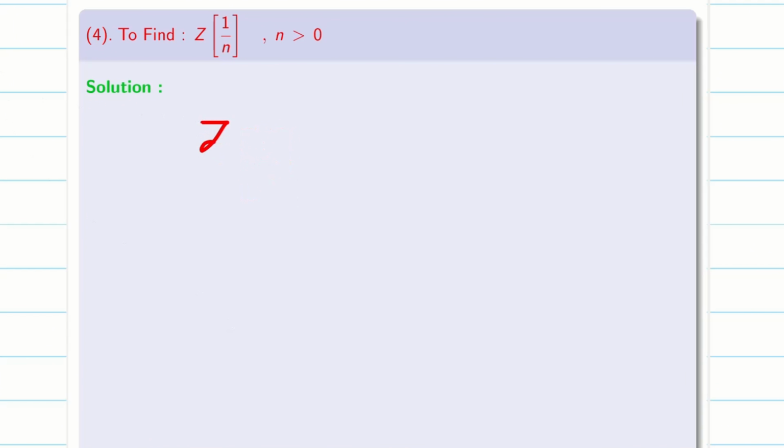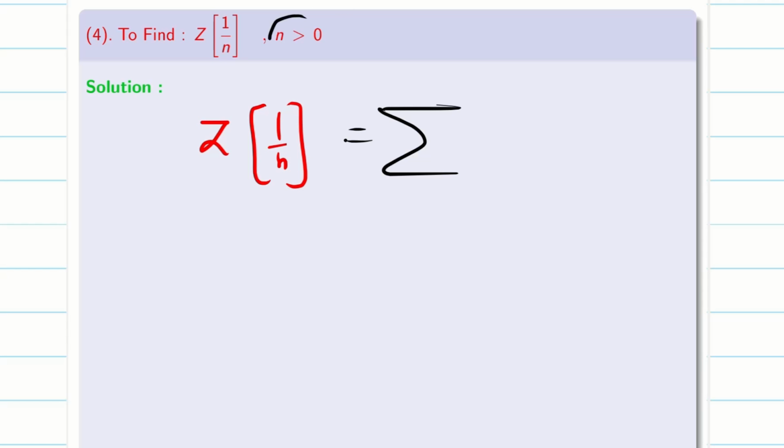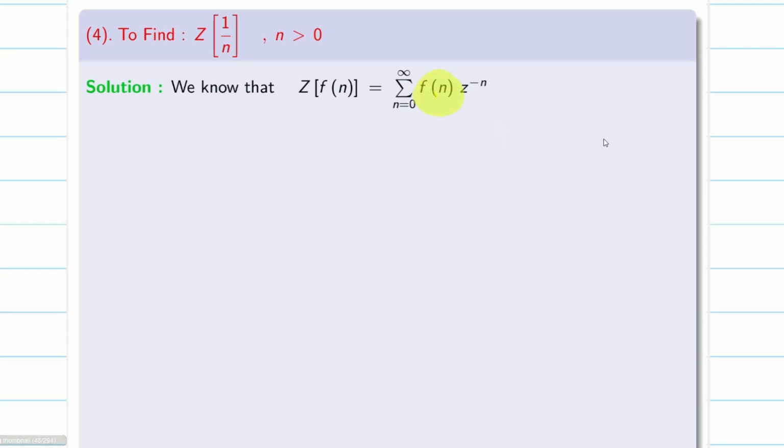Next problem is Z of 1 by n. In this situation, I cannot go n equal to 0, because if I put 0, it will become infinity. That's why it is clearly given n greater than 0. So for this formula alone, it will work for n equal to 1 to infinity, f of n z power minus n. This is a very special case. Even though the general formula is 0 to infinity, for 1 by n, I don't have option. I have to take from 1 to infinity.